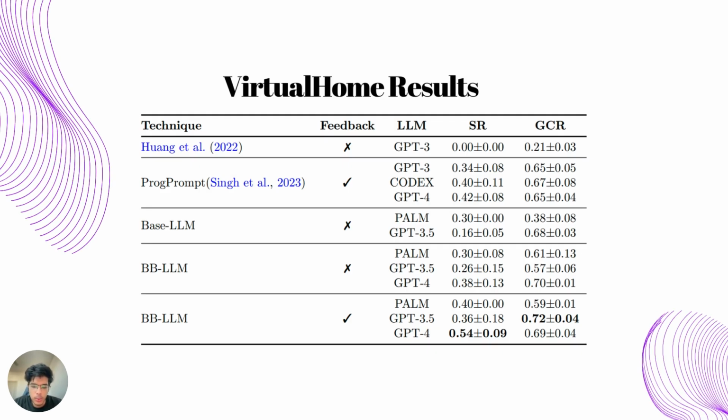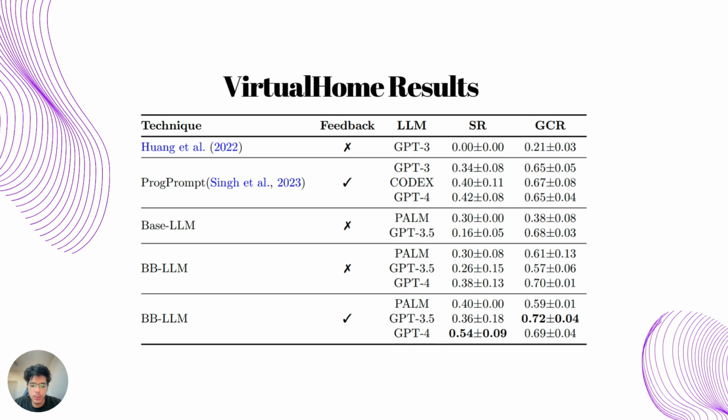Now, for the results. In virtual home simulation, the brain body LLM showed a 29% improvement in task oriented success rates compared to other state of the art methods. On average, it completed 72% of all goal conditions across 80 different tasks. What made this system stand out was its ability to learn from raw simulator errors and update plans dynamically in real time.